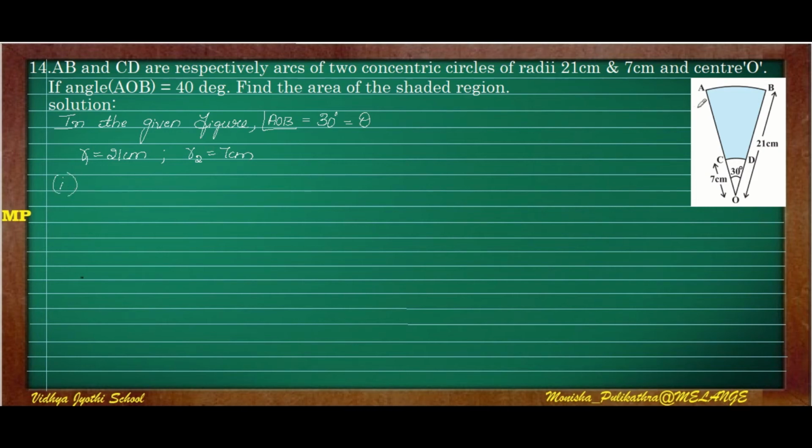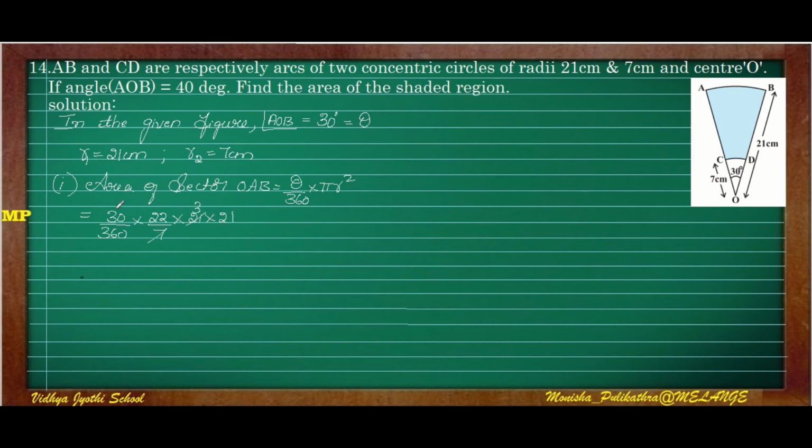So here, in order to find the shaded region, first you have to find the area of the bigger sector, that is the area of sector OAB, with the formula theta by 360 into pi r square. So here theta is 30 divided by 360 into pi, which is 22 by 7, and the bigger radius is 21.